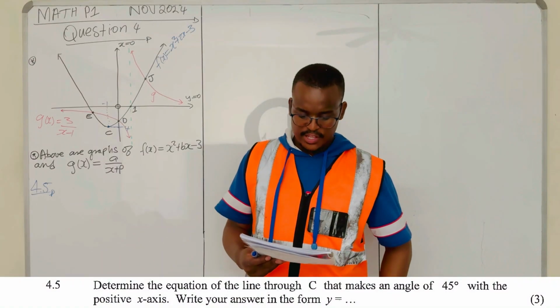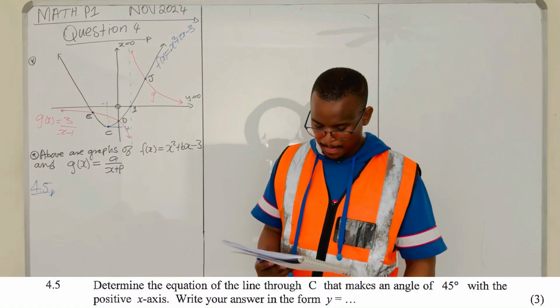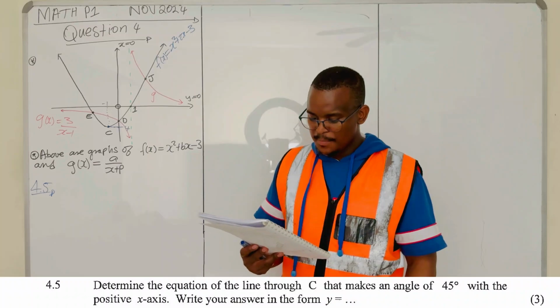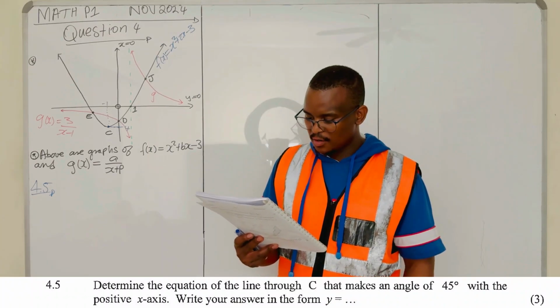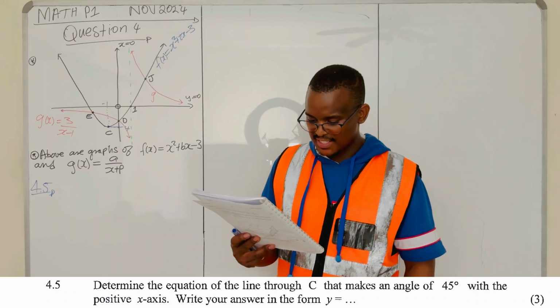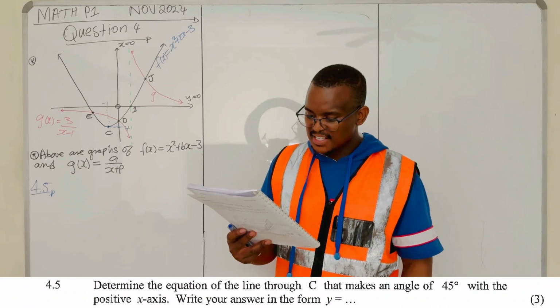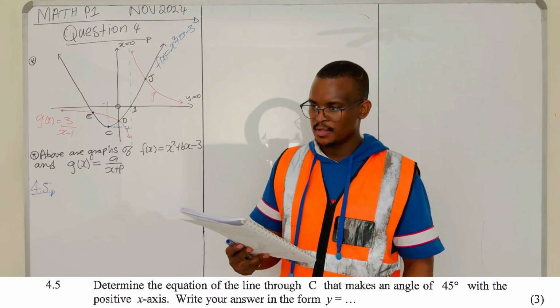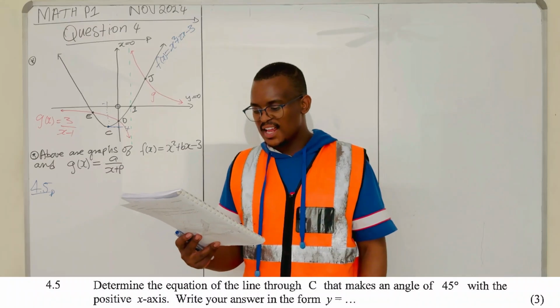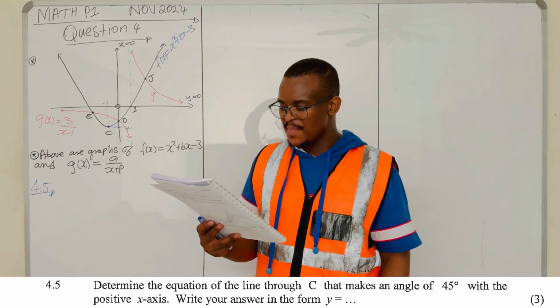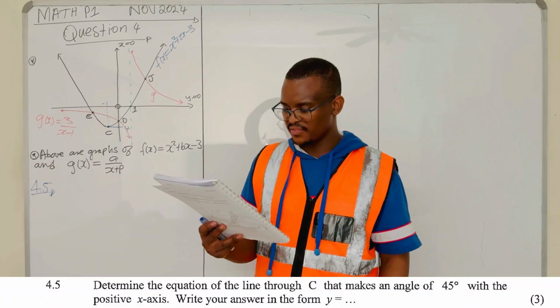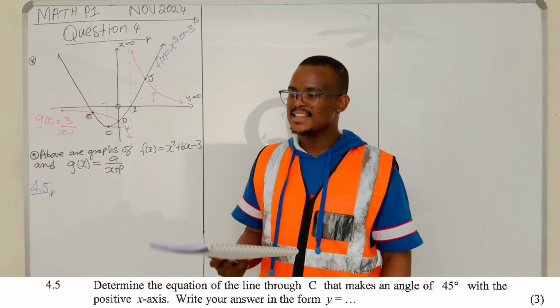Okay, so now we continue. We're doing 4.5. They are saying, determine the equation of a line through C that makes an angle of 45 degrees with a positive x-axis. Write your answer in the form y is equal to. They want you to write an equation of a line through C that makes an angle of 45 degrees with a positive x-axis.